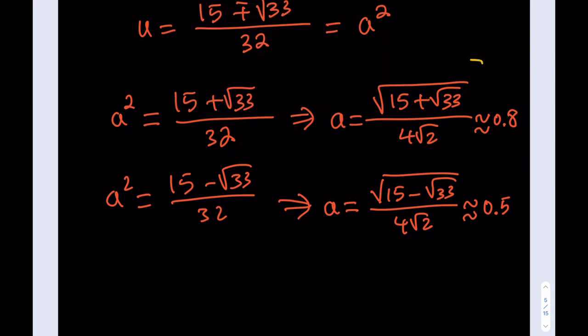So the A value that we've been looking for is going to be square root of 15 plus square root of 33 divided by 4 root 2. If you want, you can multiply by square root of 2 to rationalize the denominator, but it's no big deal.